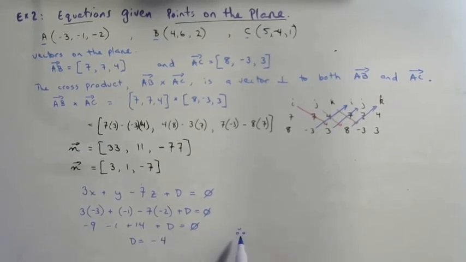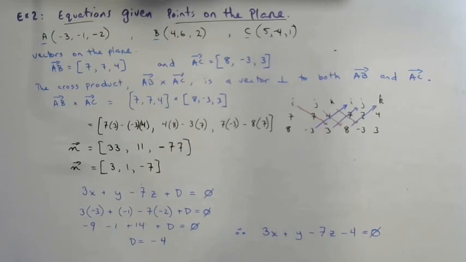Therefore, the scalar equation that we have for this plane, given starting with 3 points, is 3x plus y minus 7z minus 4 equals 0. That's the scalar equation for the plane.